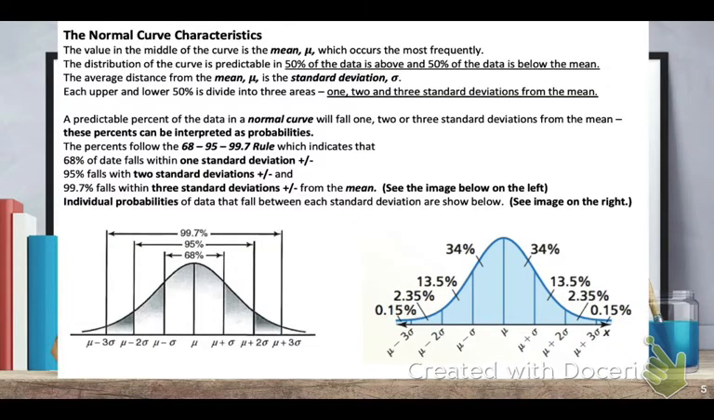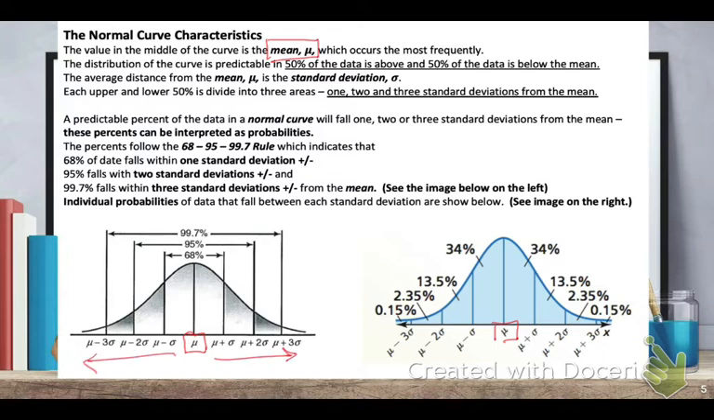We're going to continue to talk about data curves, and we're going to focus now on the normal curve. So the value in the middle of the curve is the mean, and we use the Greek letter mu. It looks like a stylized M. And so look down at the data displays. You can see that mean shows up right in the middle. You also see it repeated to the left and to the right, but I'll explain what that means in a moment. So that's the value, that's the average, and occurs the most frequently. The distribution of the curve is predictable in that 50% of the data values are above that mean, that middle or average, and then 50% are below.